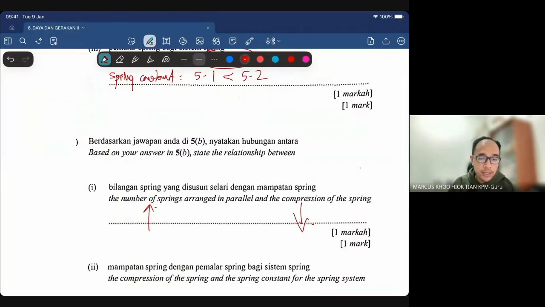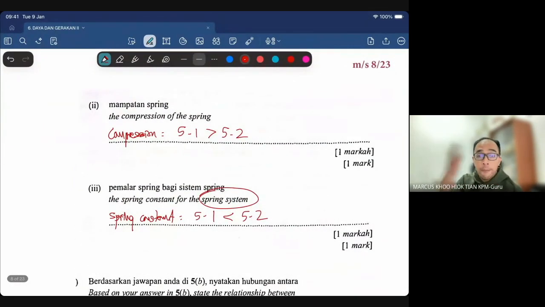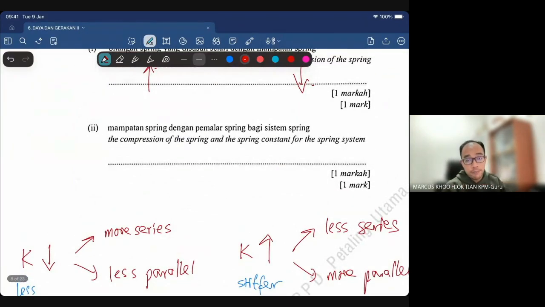So yeah, let's take away this. Okay, compression and spring constant. If you take a look at these two, both are also opposite directions. And this is important. The spring constant is the one that determines the compression. The stiffer the spring, the smaller the compression. Okay, it's not the other way around.